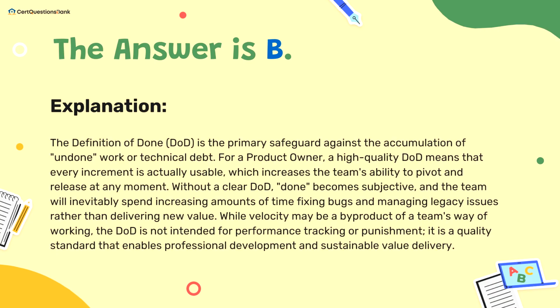The definition of done, DoD, is the primary safeguard against the accumulation of undone work or technical debt. For a product owner, a high-quality DoD means that every increment is actually usable, which increases the team's ability to pivot and release at any moment. Without a clear DoD, done becomes subjective, and the team will inevitably spend increasing amounts of time fixing bugs and managing legacy issues rather than delivering new value.